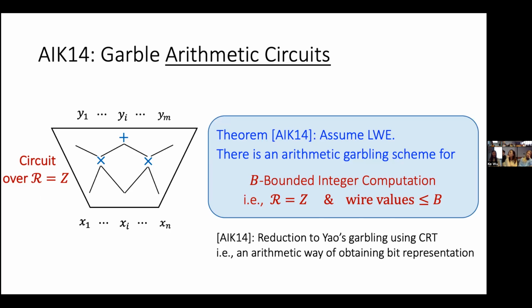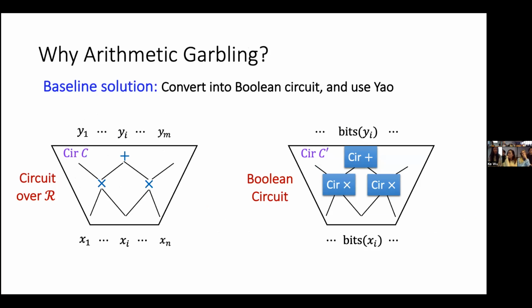They also give a reduction, which essentially shows that in the arithmetic setting, you can somehow reduce back to Yao's garbled circuit using the Chinese remainder theorem. However, that basically is sort of going back to the Boolean case. So why do we want to do arithmetic garbling? We should ask this question. There's always a baseline solution, right?